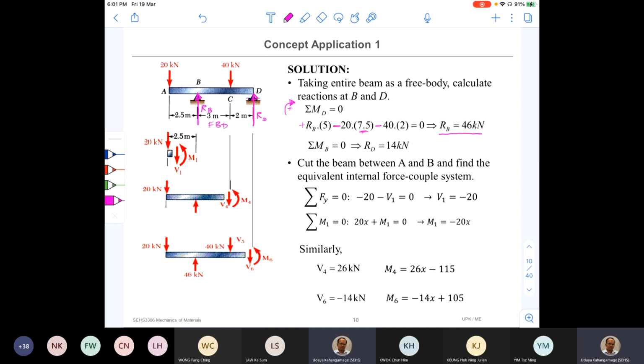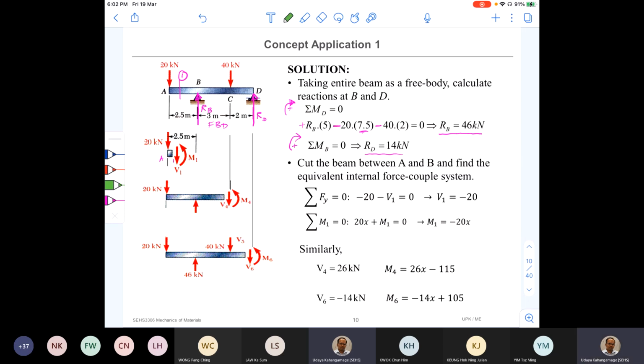You can apply the same equation taking clockwise or anti-clockwise as positive. Then you can find RD, 14 kilonewton. Next I'm going to open up the internal shear force and internal loads. Therefore, I'm going to cut this beam first at point 1 here, and draw the free body diagram for the cut portion A1. So this is A and this is 1, A up to 1.